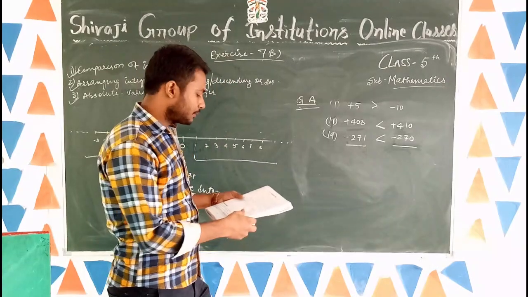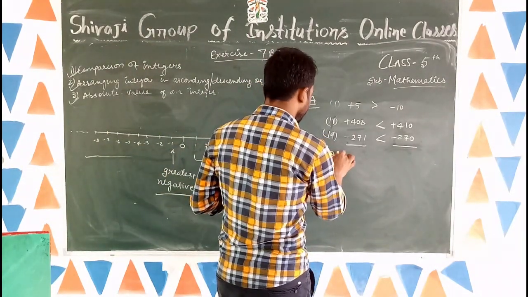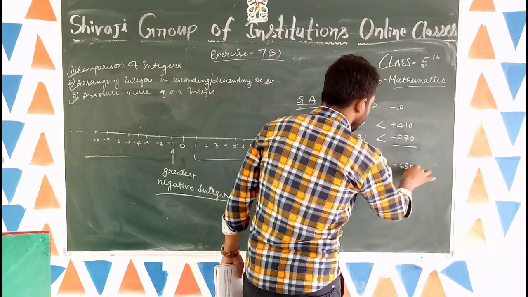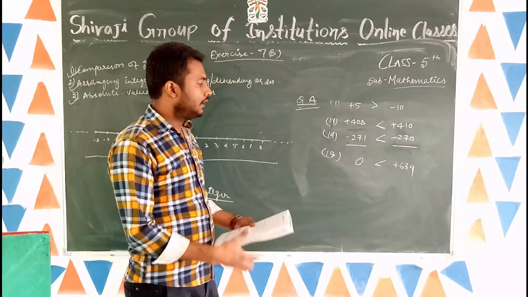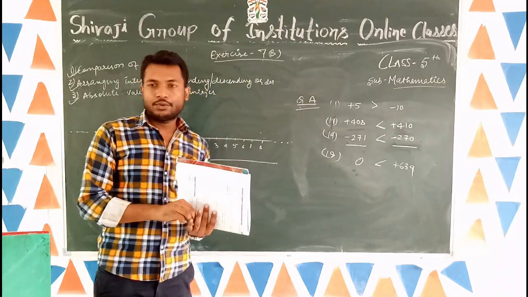Okay students, next question number 18, 0 and +639. Simply, +639 is greater and 0 is smaller. Okay students, the remaining questions you have to do yourself.